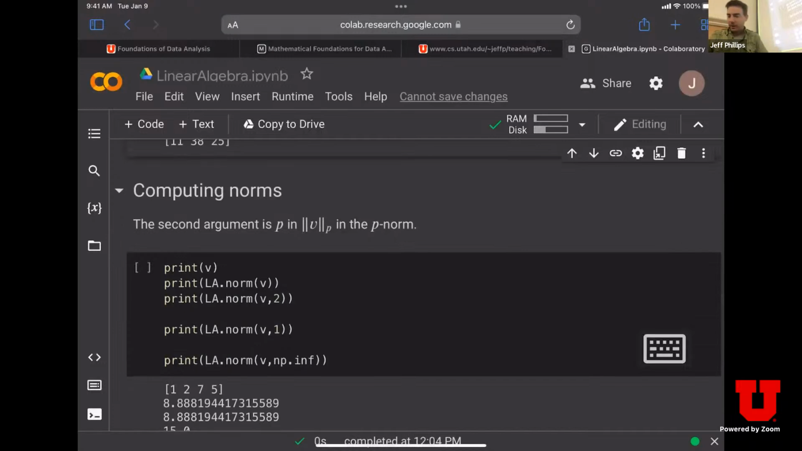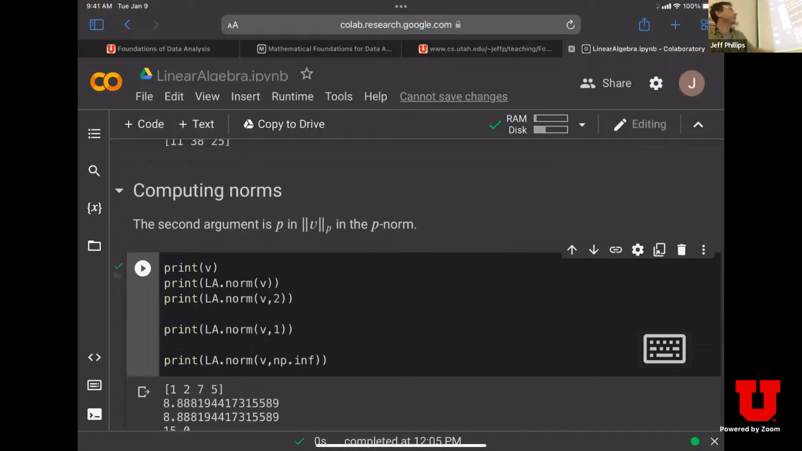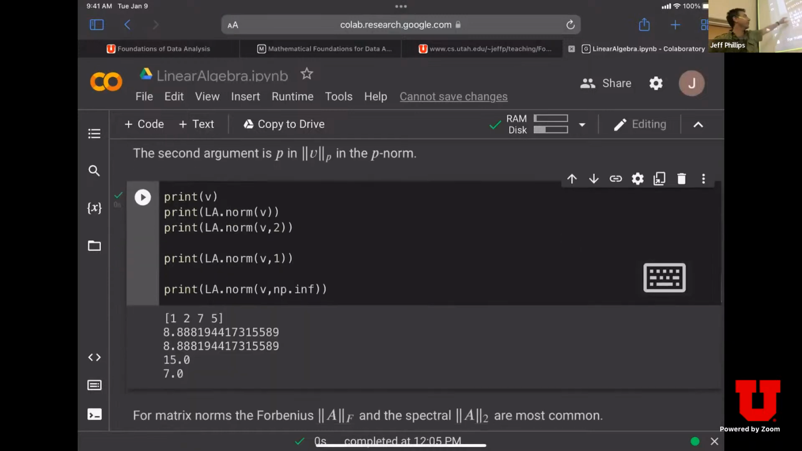Okay, let's quickly go through norms. You can calculate norms. The norm function is in the linear algebra package, and the second entry is the p-value, but if I don't specify it, it's a 2. So like I said, it's almost always the 2 norm. I can compute the 1 or the infinity norm of the vector, and I get different outputs here.